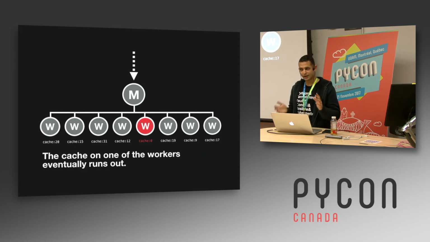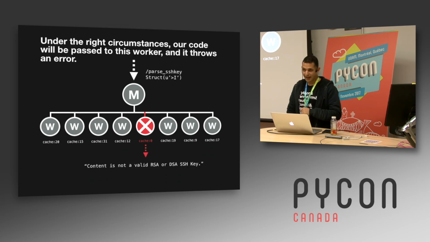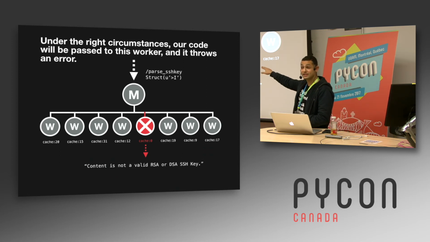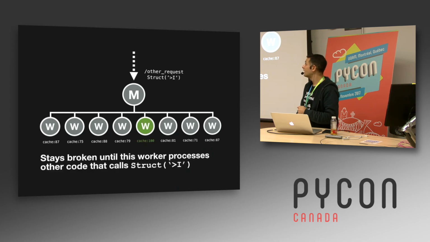At some point, the cache runs out on one of the particular workers, and it hits 0. And this is important. Under the right circumstances, our code gets called. And this is when the error gets thrown. It gets called and it gets passed to this particular worker that has a cache of 0. And this is where you get the flurry of errors. And it actually stays broken. It stays throwing that error until some other request with greater than I as a string comes through, hits that, refreshes the cache, and the app works again.